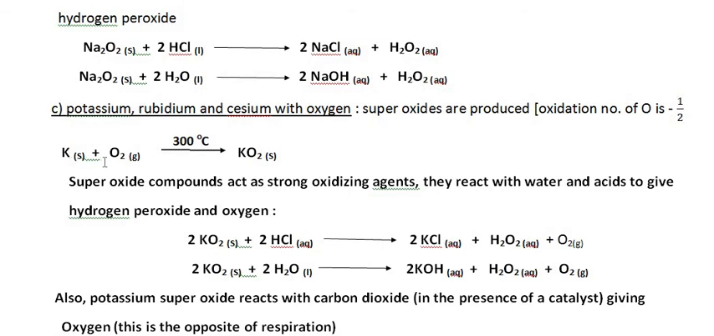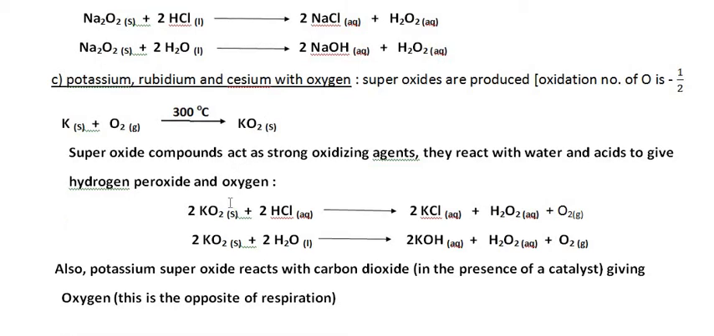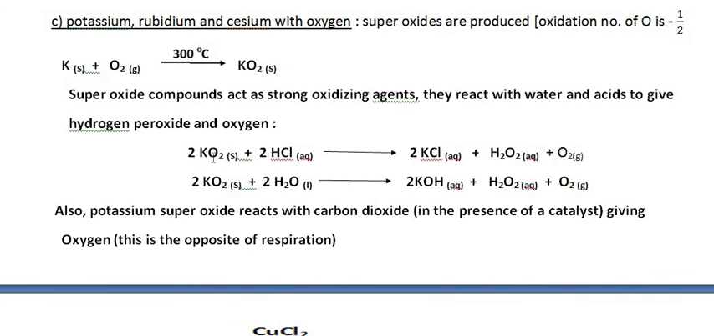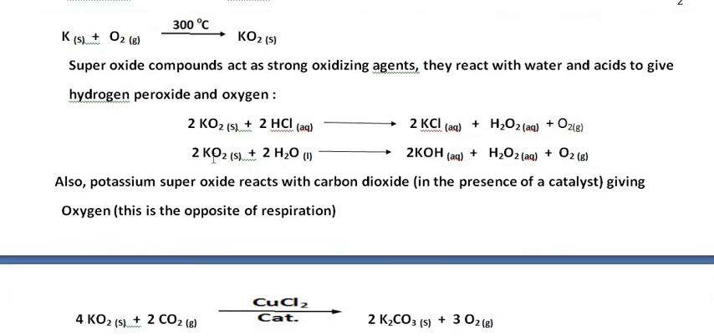Potassium reacts with oxygen at 300 degrees to form potassium superoxide. Superoxide, not peroxide as in the case of sodium, but superoxide. In this oxide, oxygen has a minus half oxidation number. Potassium superoxide reacts with acids to form salts, hydrogen peroxide and oxygen gas. Also, potassium superoxide reacts with water to form potassium hydroxide, hydrogen peroxide and oxygen.